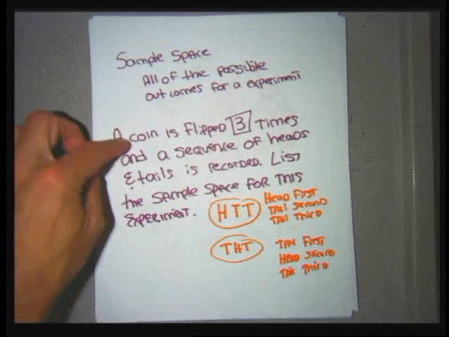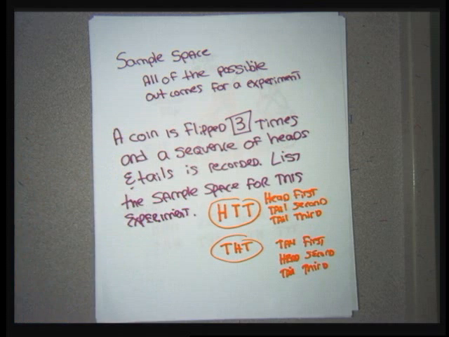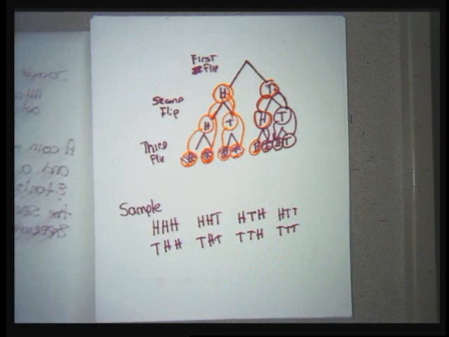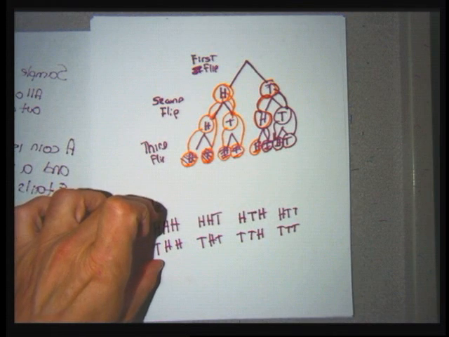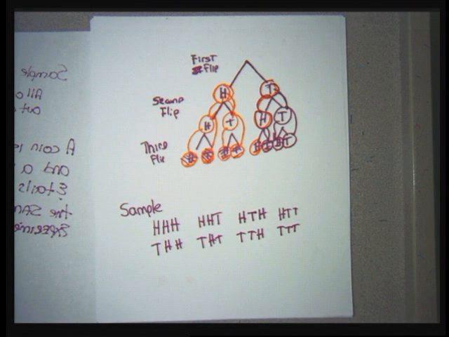A coin was flipped 3 times, a sequence of heads and tails is recorded, list the sample space for the experiment. The sample space is these 8 elements. The order's not important. As long as you have those 8 triplets, the order that you write them in isn't important.